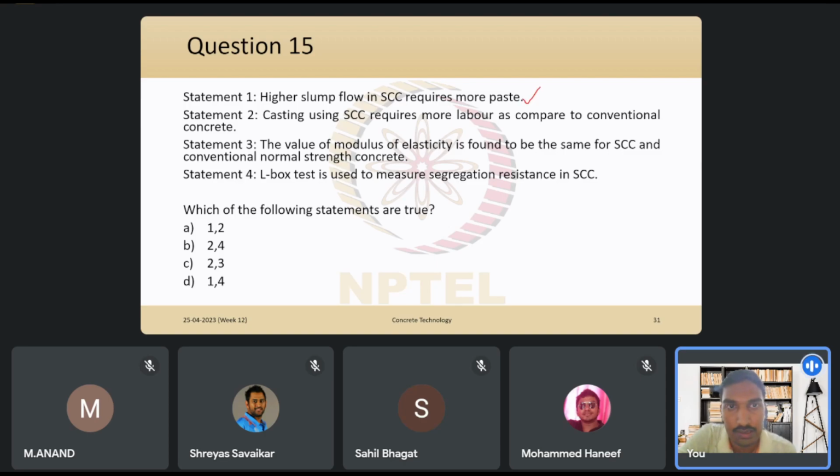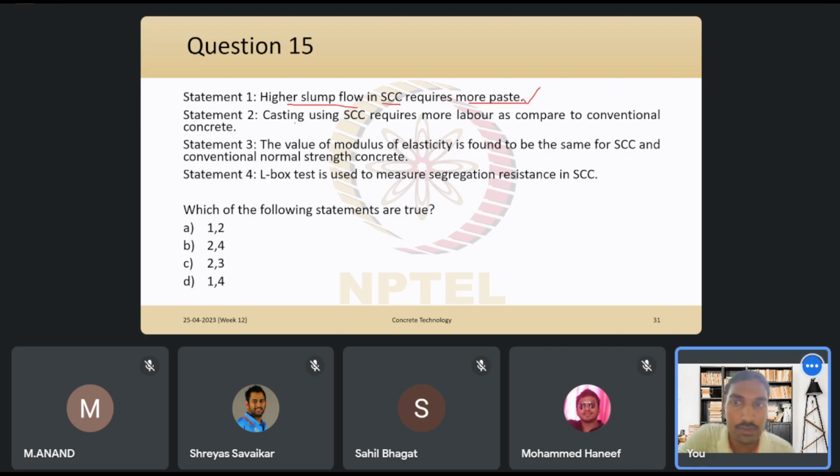So we have discussed this multiple times now. In SCC we want higher flow, and for that, paste flows better than your coarse aggregate. So we increase the paste content in SCC. Therefore the given statement is true. For higher slump flow, more paste is required in the case of self-compacting concrete.